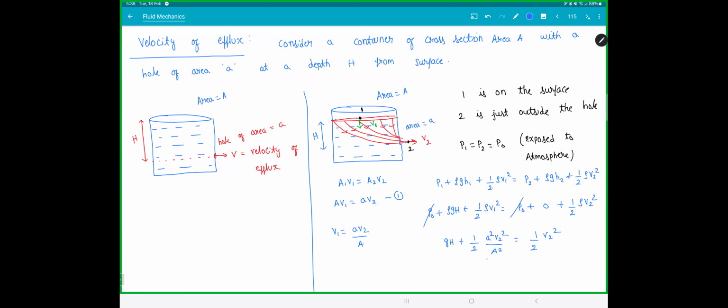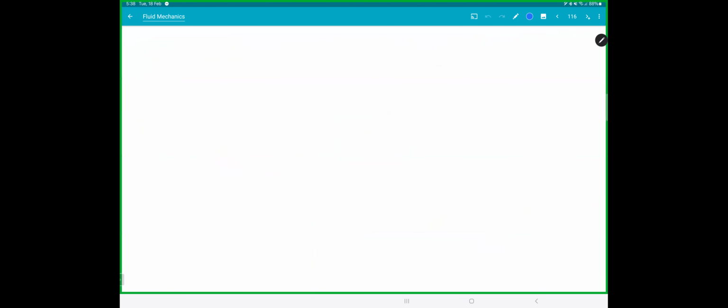Clear. So if you simplify this, you end up with V2 is equal to root over 2gh by 1 minus a square by A square. Let me write it on the next page. So this is the result you need to remember. Velocity of efflux is given by root over 2gh by 1 minus a square by A square. Remember, h is not the height of the container. h is the height of the liquid above the hole.